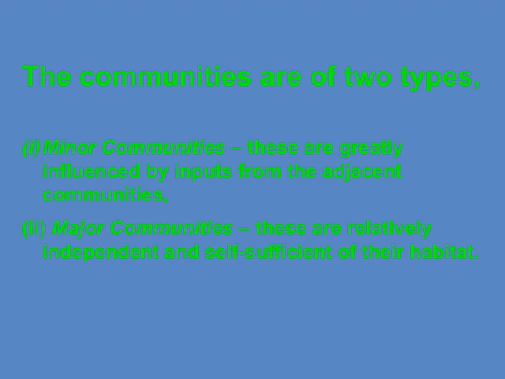On the other hand, we have major communities. These are more independent and self-sufficient. They don't rely as much on their surroundings for resources or influence. Instead, they tend to operate more autonomously within their habitat. Understanding these distinctions is important because it helps us see how community dynamics function differently based on their level of dependence and independence. This concept ties into the overall theme of how communities interact within their environments and influence each other.